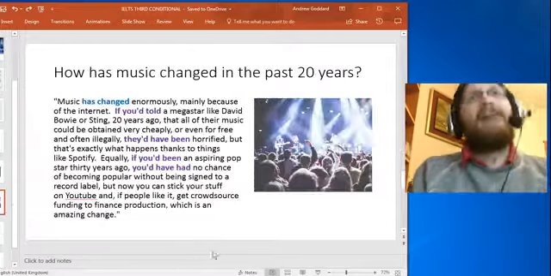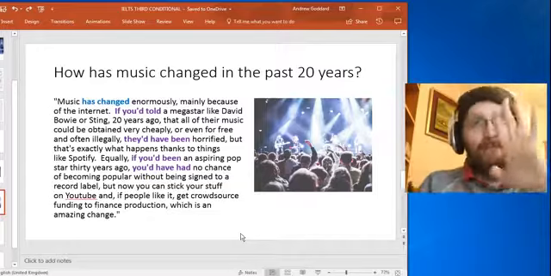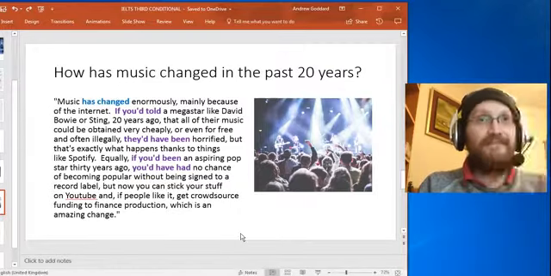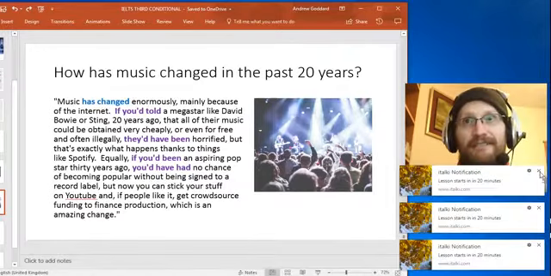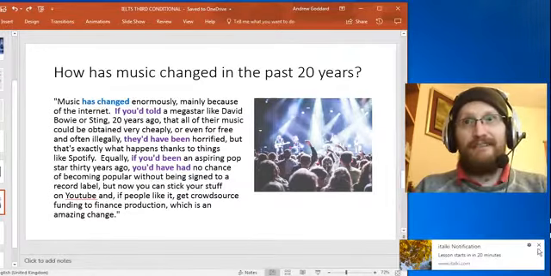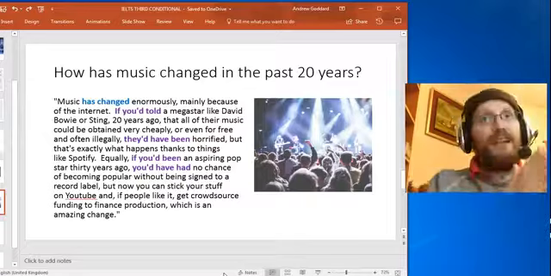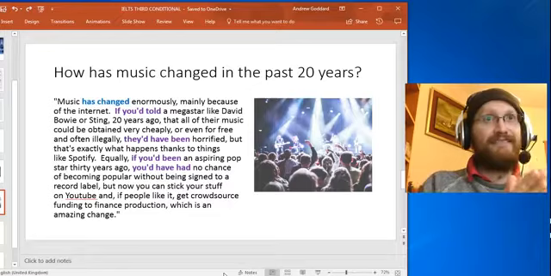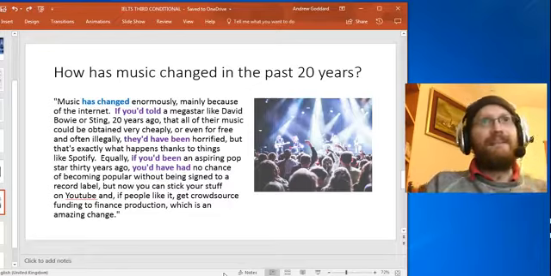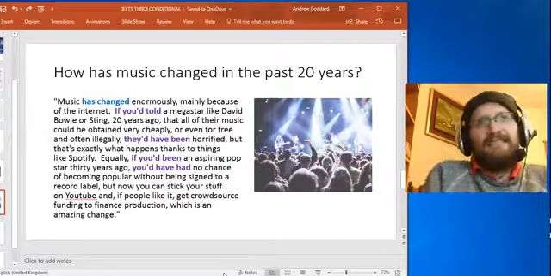Okay. Here is another example of how we can use the combination of the present perfect simple tense and the third conditional to give a really good answer to this question. The question: how has music changed in the past 20 years? The answer: music has changed enormously, mainly because of the internet.